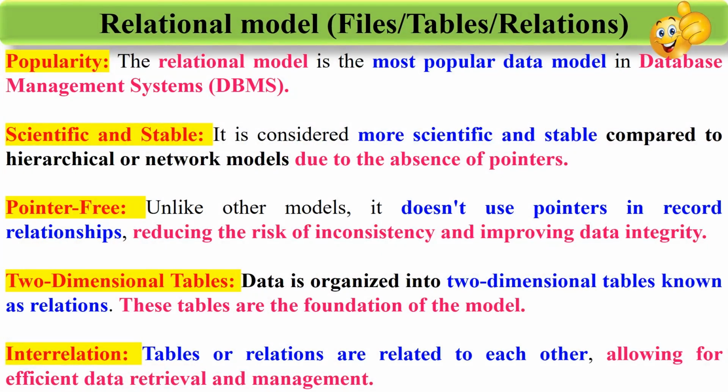Next we are going to learn about the most popular data model in DBMS, the relational model, files or tables or relations. Popularity. The relational model is the most popular data model in database management systems, DBMS. Scientific and stable. It is considered more scientific and stable compared to hierarchical or network models due to the absence of pointers. Pointer-free. Unlike other models, it doesn't use pointers in record relationships, reducing the risk of inconsistency and improving data integrity. Two-dimensional tables. Data is organized into two-dimensional tables known as relations. These tables are the foundation of the model. Interrelation. Tables or relations are related to each other, allowing for efficient data retrieval and management.